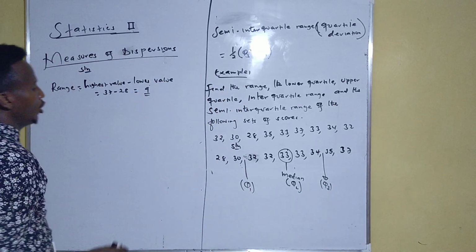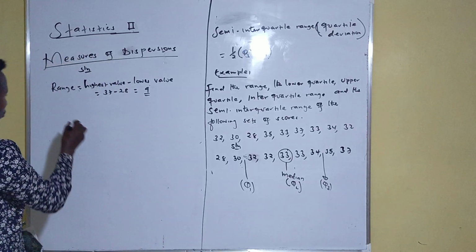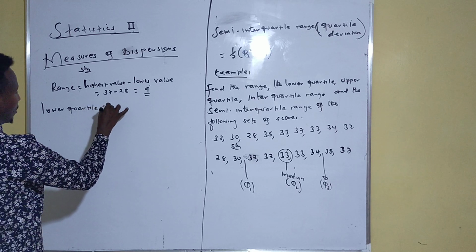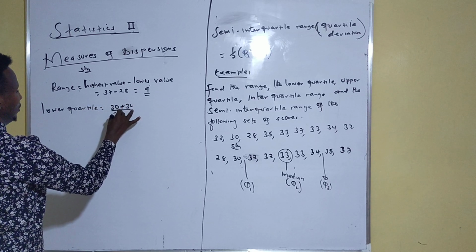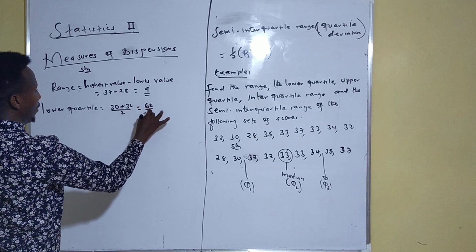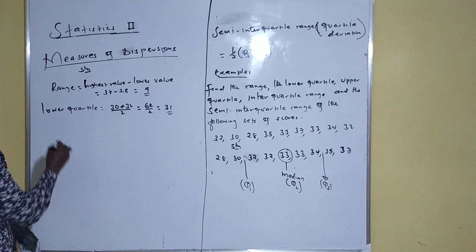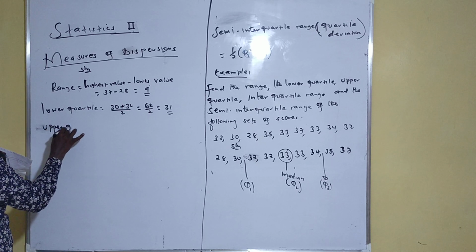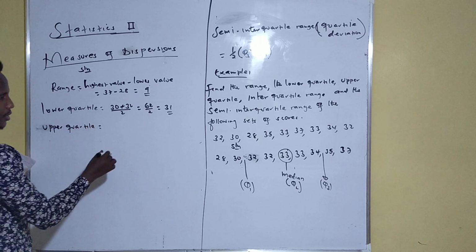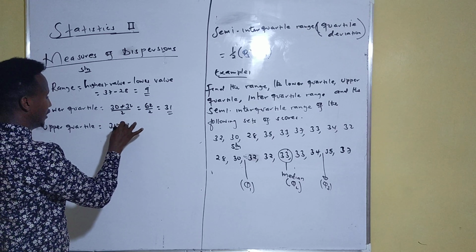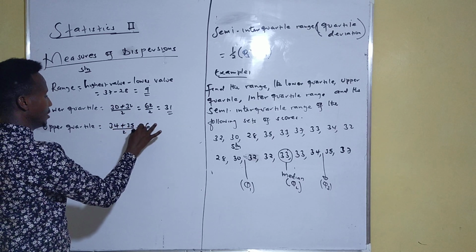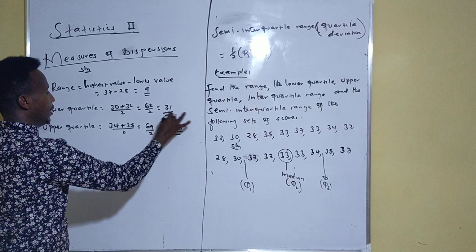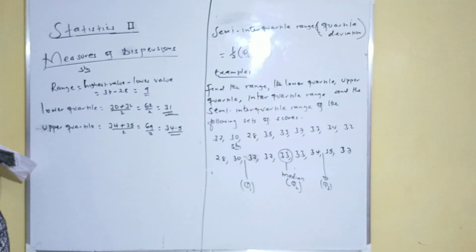So you are told to find the lower quartile. The lower quartile is adding these two divided by 2. Lower quartile will be 30 plus 32 divided by 2, which will give us 62 divided by 2, which is 31. Then the upper quartile will be 34 plus 35 divided by 2. This will give us 69 divided by 2, which is 34.5. Final answer.